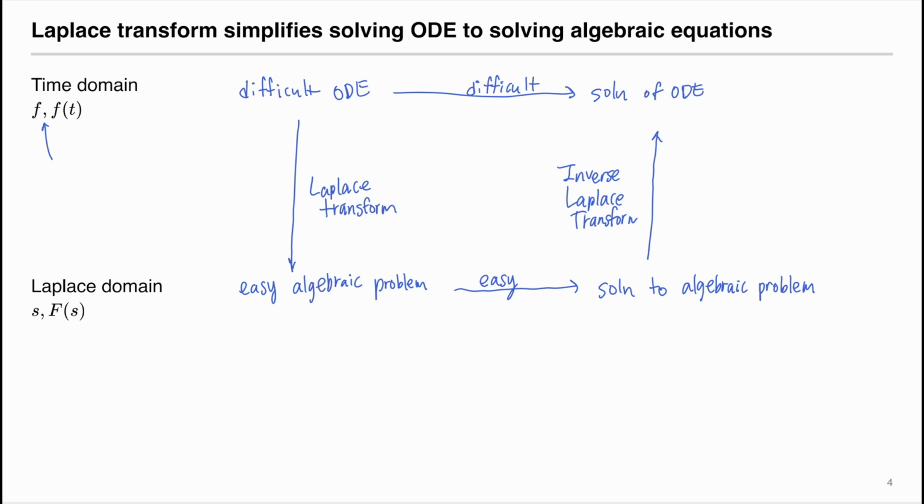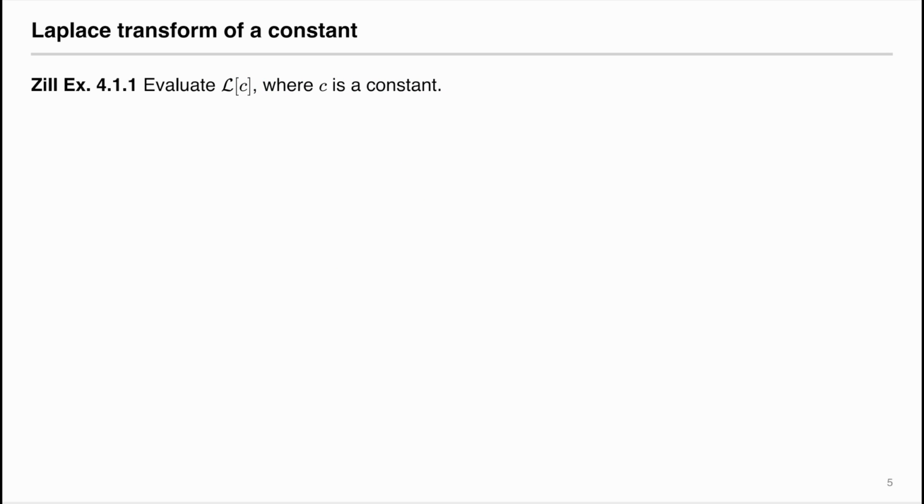And this is like what we have learned in thermodynamics, where a difficult path is often hard to achieve. Then we seek an alternative path. And the alternative path we're using here is the Laplace transform. Now let's dive in. How do we actually evaluate Laplace transform?